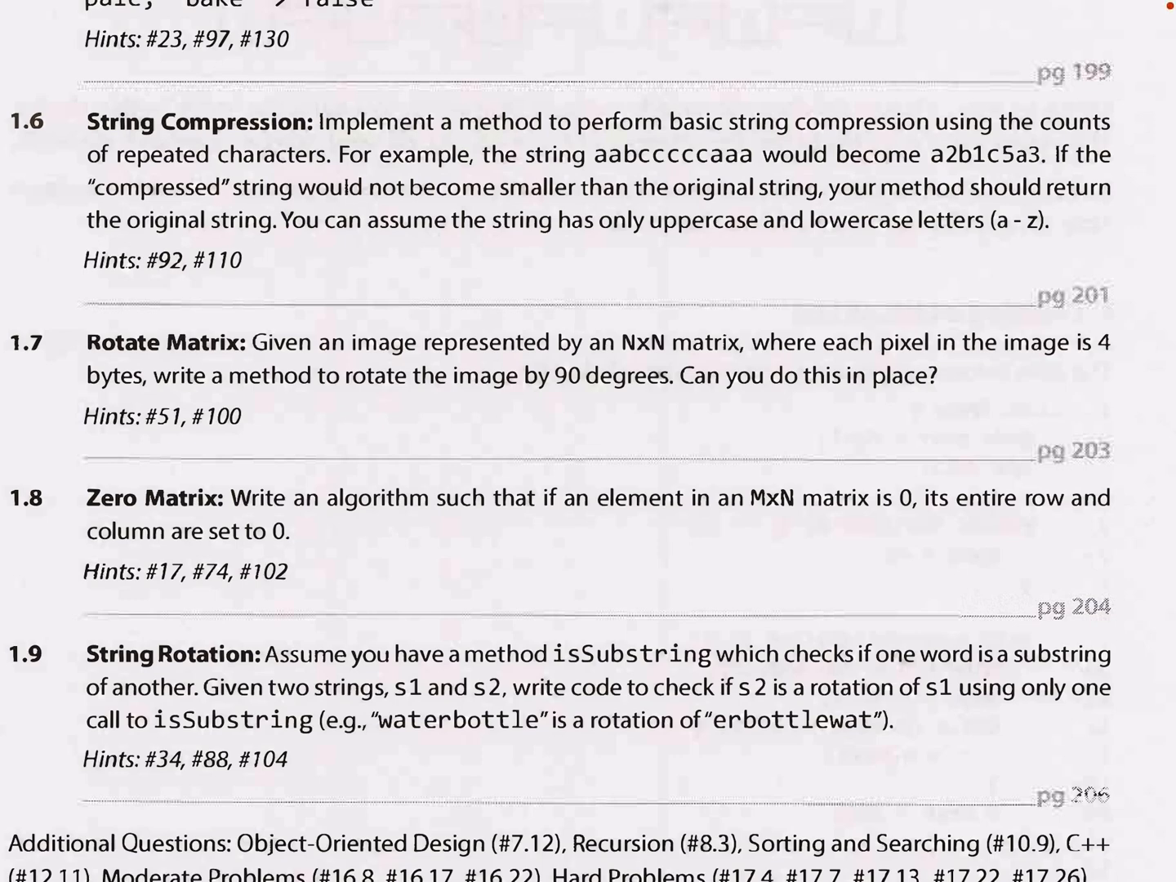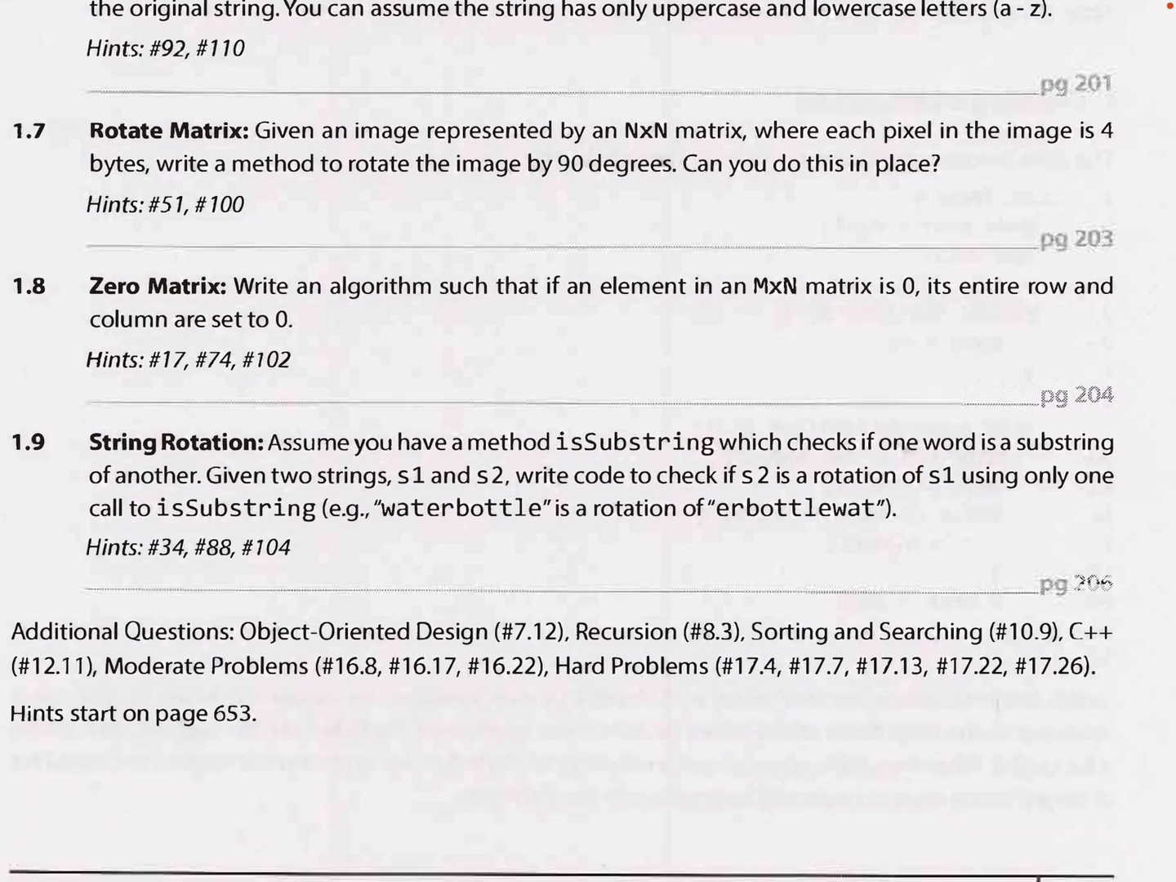Today we are finishing off chapter 1 with arrays and strings, and we're doing the question of string rotation, where, assuming you have a method isSubstring, which checks if one word is a substring of another. Given two strings, S1 and S2, write code to check if S2 is a rotation of S1 using only one call to isSubstring, i.e. "waterbottle" is a rotation of "erbottlewat".